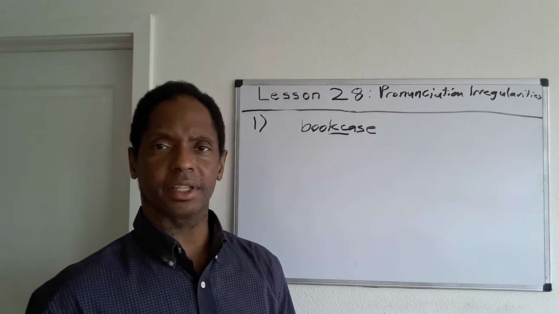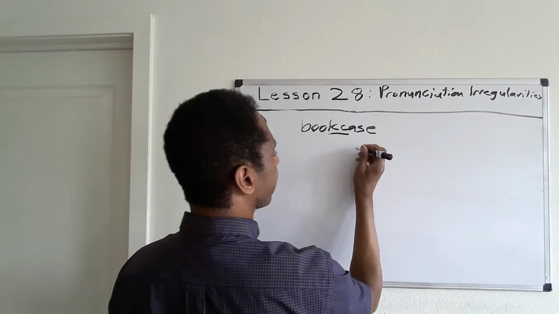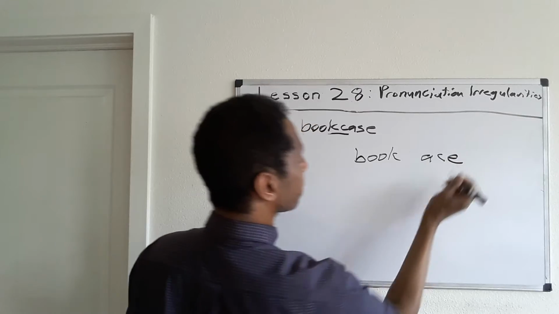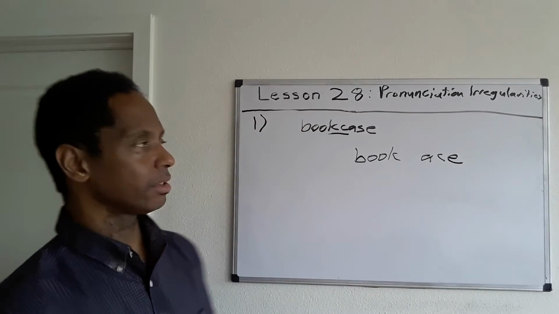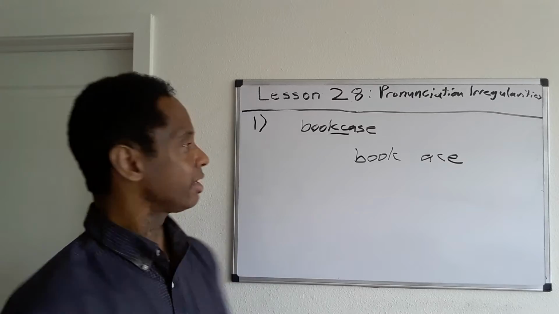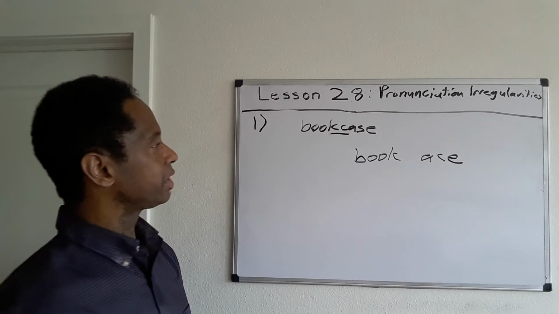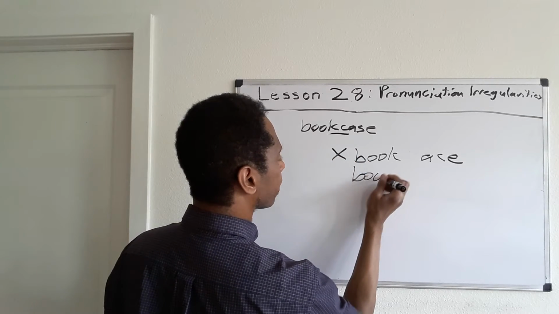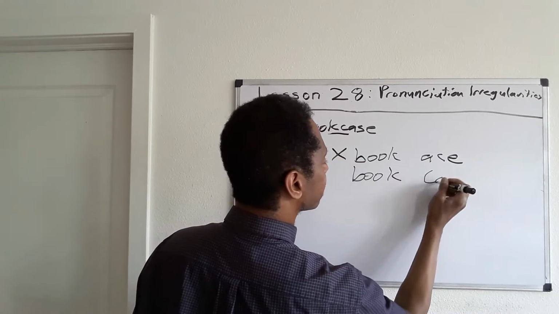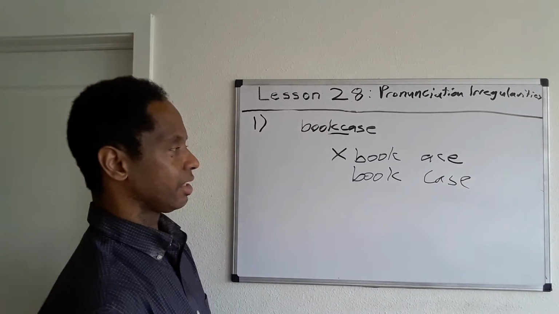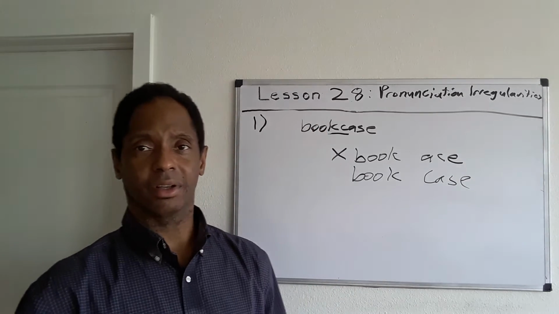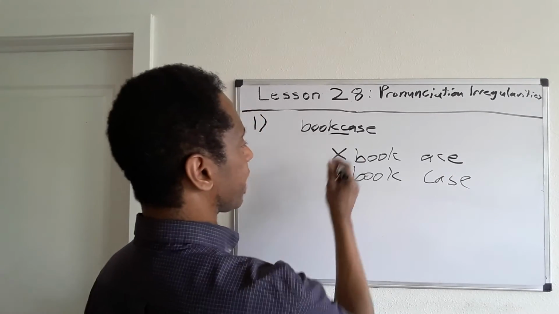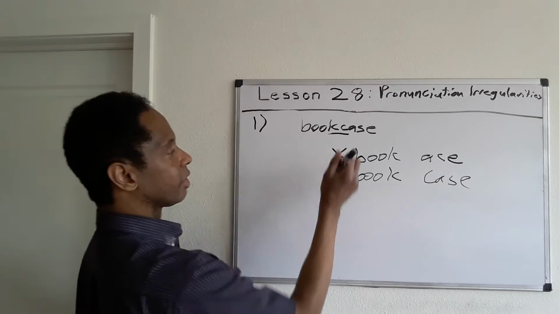When you say bookcase, you do not say book and then ace. Book ace. No, you say bookcase, right? It's a K and a C. But you don't say book and then case, do you? You say bookcase. It's kind of one and the same together, right?